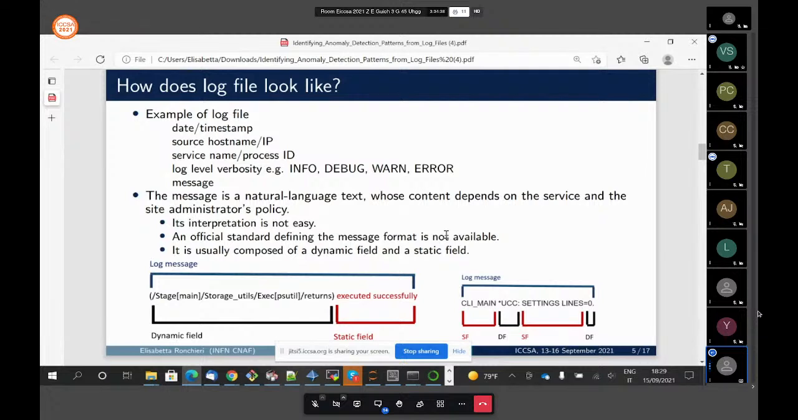And usually the message is composed of a dynamic field and a static field. The dynamic field is a string or a set of strings that are assigned at runtime, while the static field does not change during events. In both cases, the fields can be delimited by different separators, like the white space, as in the figure that is shown on the right side of the slide.